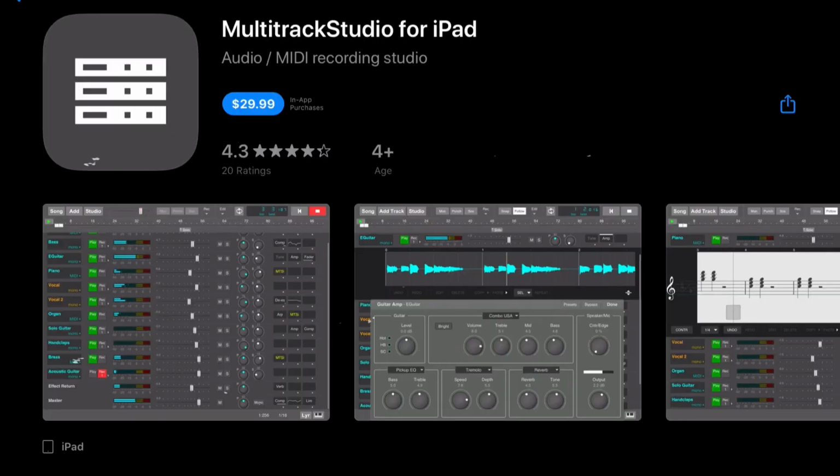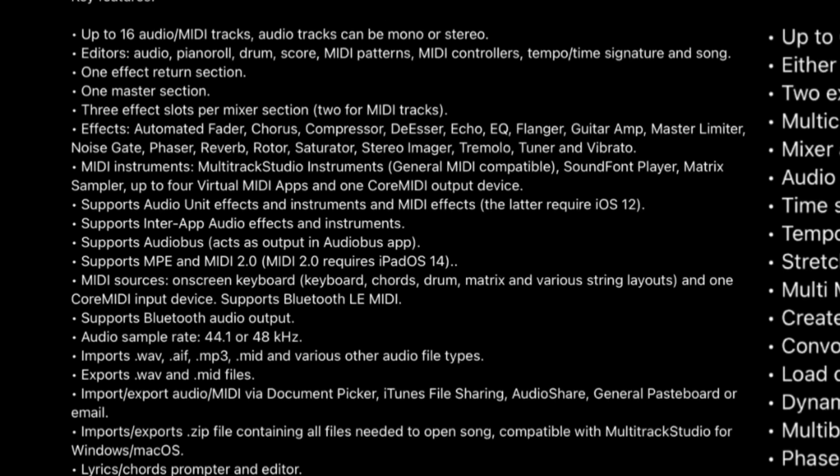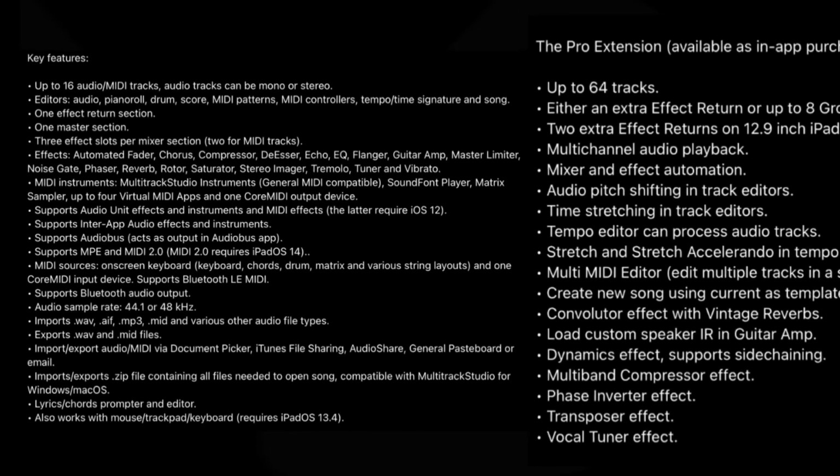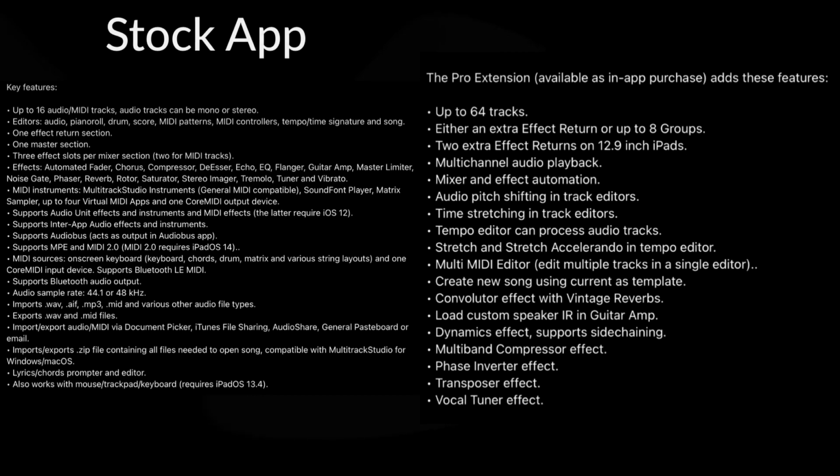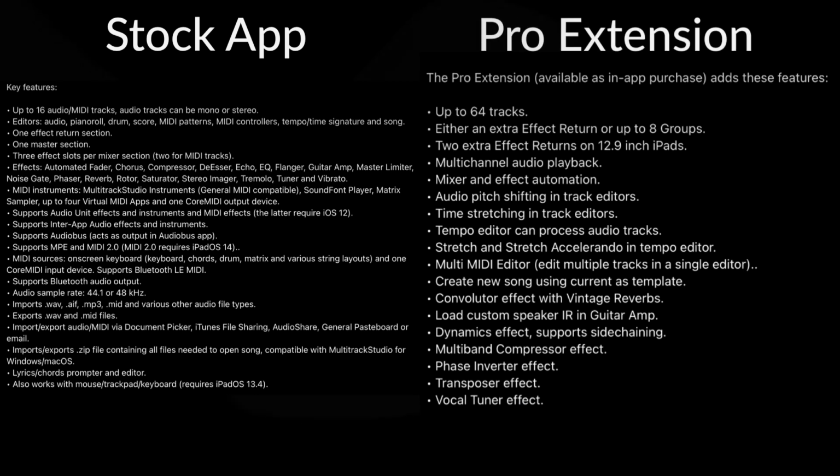This app is currently $30 in the App Store, and this $30 app is a pretty stripped down version of the app's full capabilities that feature only 16 audio or MIDI tracks, and there's a $25 Pro extension in-app purchase, which ups that limit to 64. Now, I'd really recommend buying this app only if you're gonna grab the Pro extension as well. The Pro extension adds groups, sidechaining capabilities, and yes, this includes sidechaining from your favorite AUv3s such as FabFilter Pro-C 2. It also adds time stretching, multi-channel audio playback, and a multi-MIDI editor, and much more.